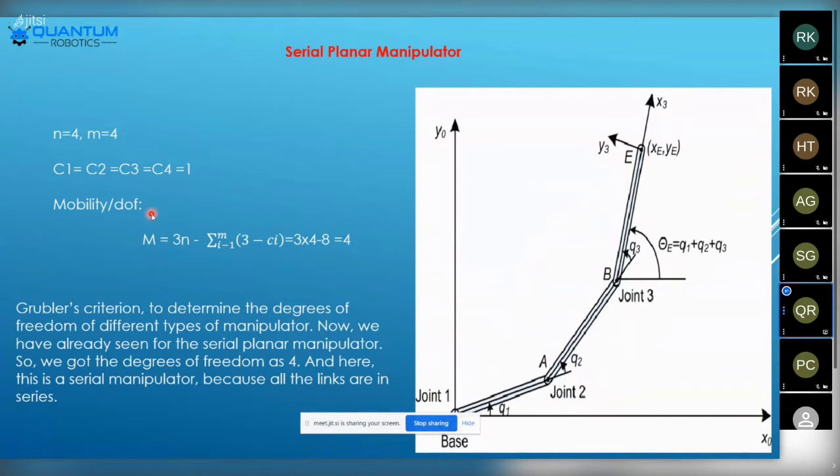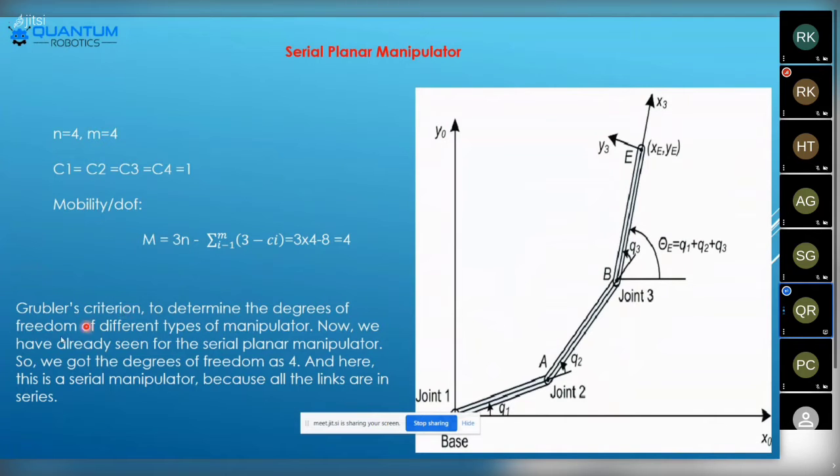Okay, and modified, this was the equation with which we calculate whether that particular area can bear that weight or not, and whether it has the capability to reach those heights or not. By using this calculation, we can bring that particular design or product into the market. Gruebler's calculation to determine the degrees of freedom of different types of manipulators.